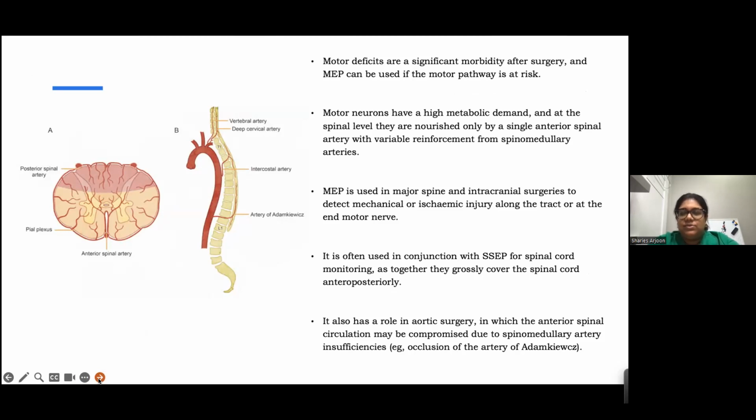MEP is used in major spine and intracranial surgeries to detect mechanical or ischemic injury along the tract or at the end of the motor nerve. It is only used in conjunction with SSEPs for spinal cord monitoring, as together they grossly cover the spinal cord anterior-posteriorly. It also has a role in aortic surgery, in which the anterior spinal circulation may be compromised due to spinomedullary artery insufficiencies, for example, occlusion of the artery of Adamkiewicz.